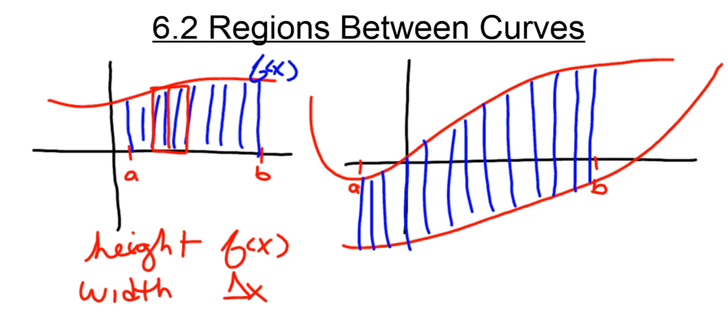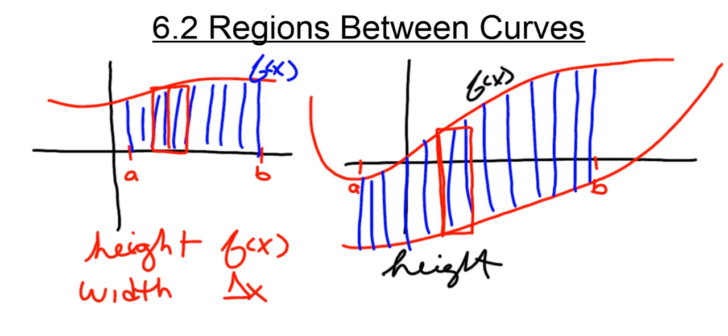Well, the principle is the same. I'm still going to do the slice and sum method. I'm going to try to get these rectangles in, and I'm going to sum them up. But in this case now, my height is going to have to be between this f of x function and this g of x function.